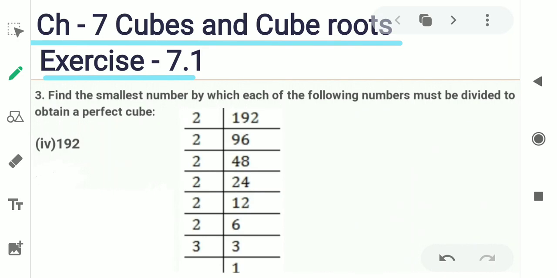Hello students, today we are going to continue exercise 7.1. I am going to explain you sum number 3.